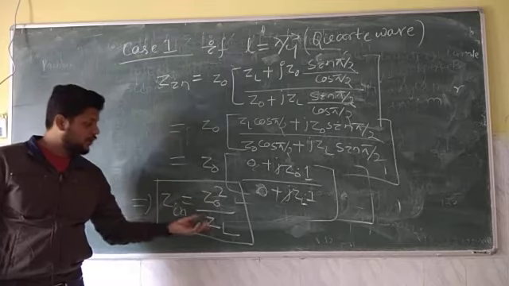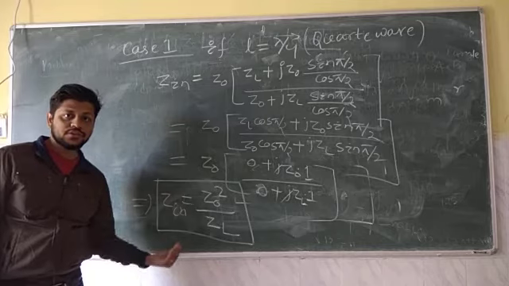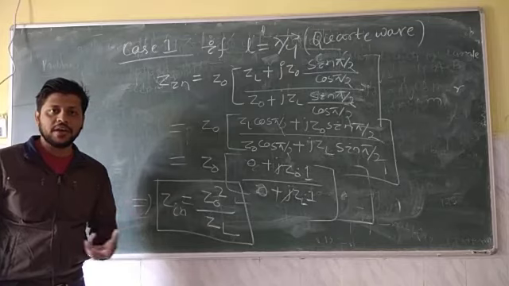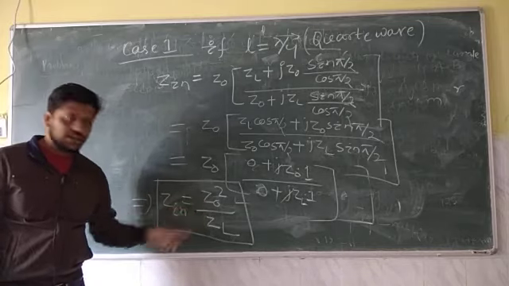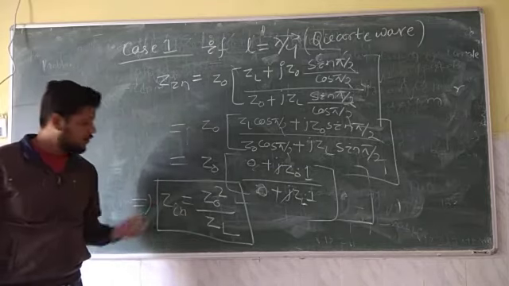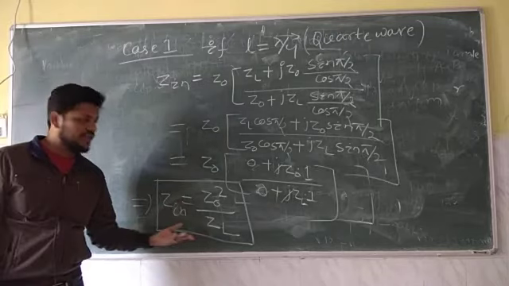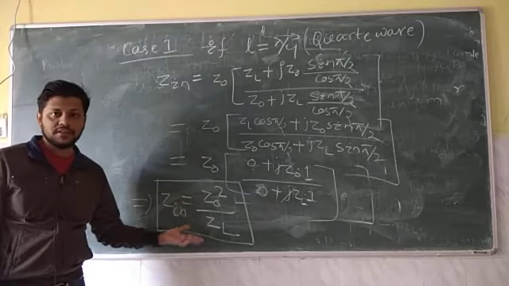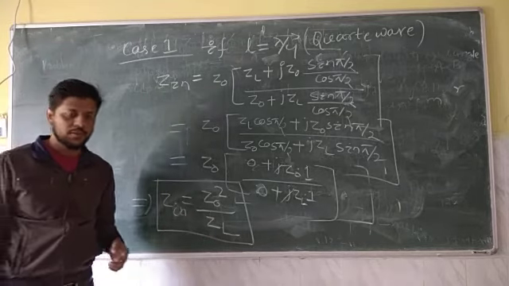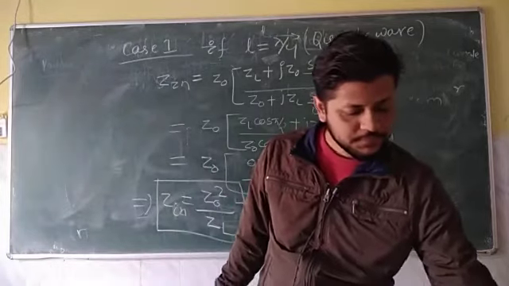That means if the load is an open circuit, then at the input the source sees the inverse. Inverse means open circuit means infinite impedance. So Z0 square by infinity always gives you 0. So the input impedance becomes a short circuit. So impedance inversion takes place. Impedance inversion takes place when the length of the line is equal to lambda by 4. So this is very important. You should note it down.